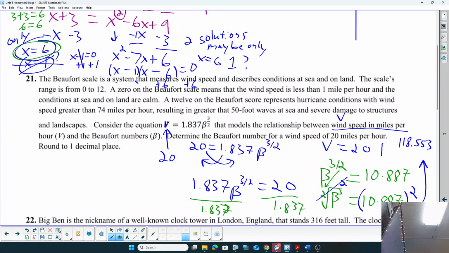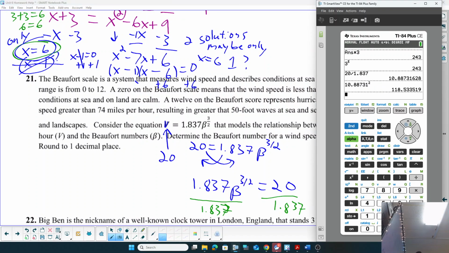And now we have the Beaufort to the third power. How do we undo the third power? To undo the third power, we cube root. If you do it to one side, you have to do it to the other side. So now we have our Beaufort value. We go to the math button, option 4 is cube root, of 118.5333519. And when we cube root that, we get 4.9122.